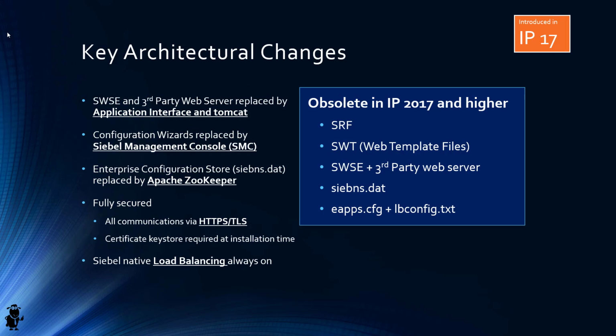Let's briefly talk about the key architectural changes introduced in IP17. So these are around if you are installing any version later than IP17. And first and foremost, on the web tier, the Siebel web server extension, the SWSE, and the combination with third-party web server is replaced by software from Oracle called the application interface, which is a Java program running on an open source Apache Tomcat server.